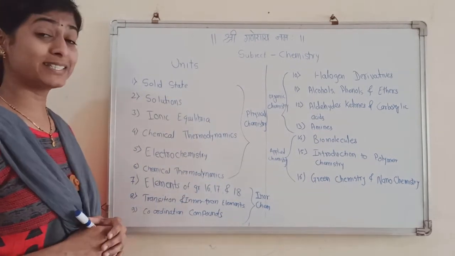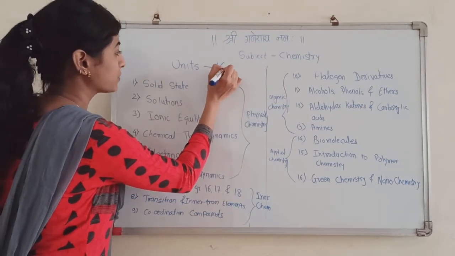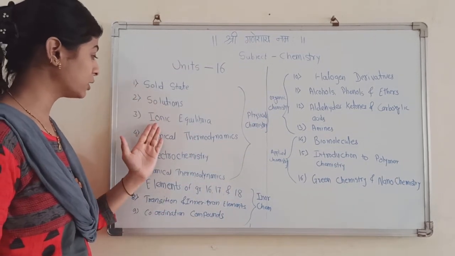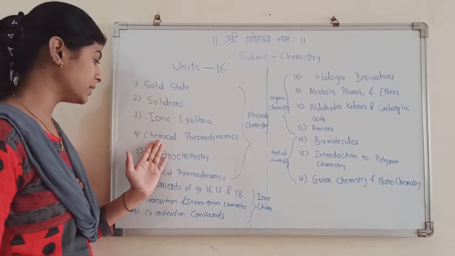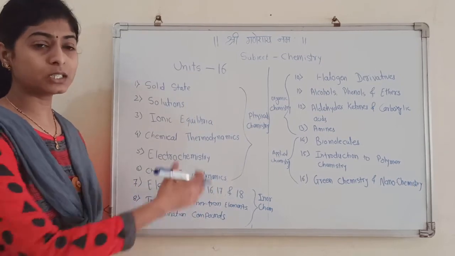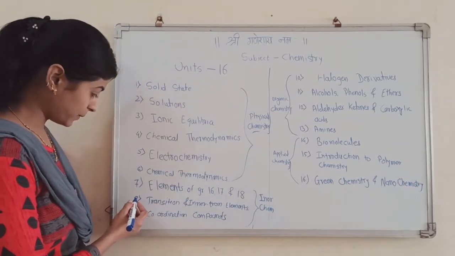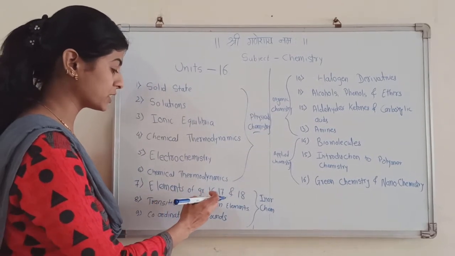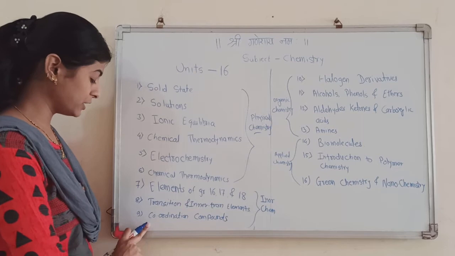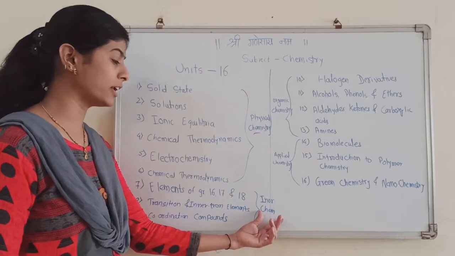So, going toward our syllabus, the 12th standard syllabus includes a total of 16 units, of which the first 6 units are solid state, solution, ionic equilibria, chemical thermodynamics, and electrochemistry. These are all studied under the heading physical chemistry. Going towards our next topic, that is elements of group 16, 17 and 18. Next, transition and inner transition elements and coordination compounds. These 3 units are studied under the heading inorganic chemistry.